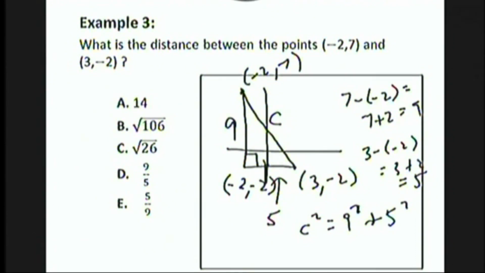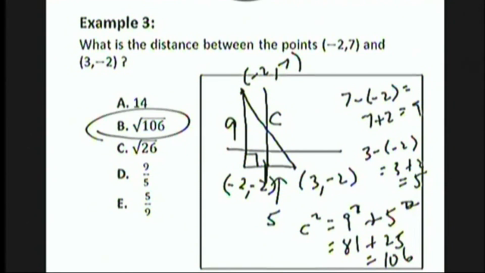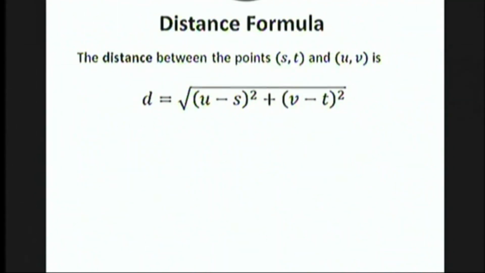So c squared is 9 squared plus 5 squared, which is 81 plus 25, which is equal to 106. So c is the square root of 106, choice B. Some of you may be wondering why I didn't use the distance formula to solve this problem. Well, that is actually another option. So let's review the distance formula.